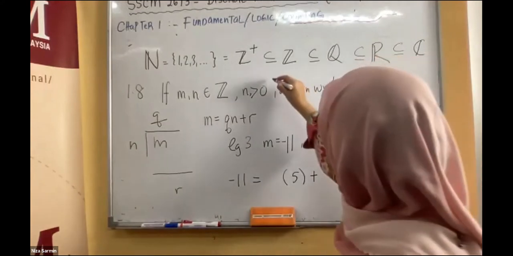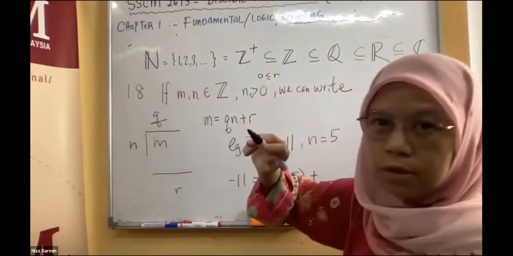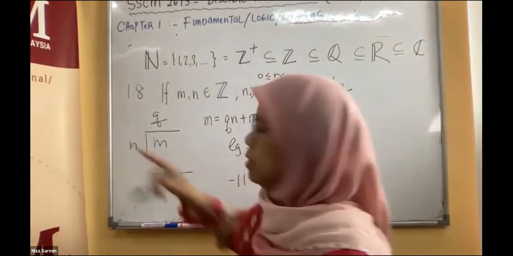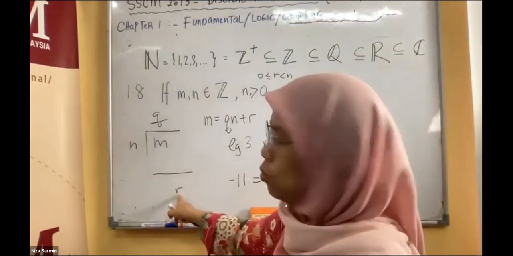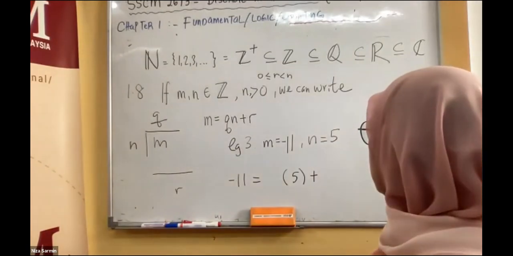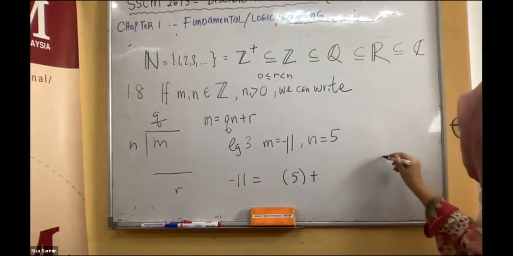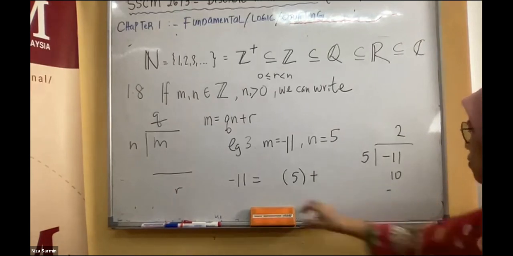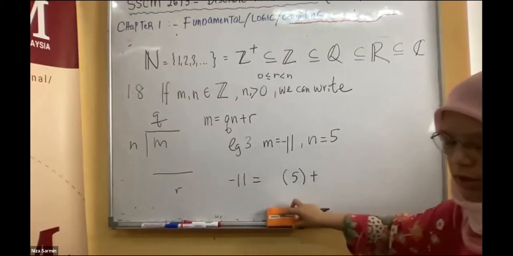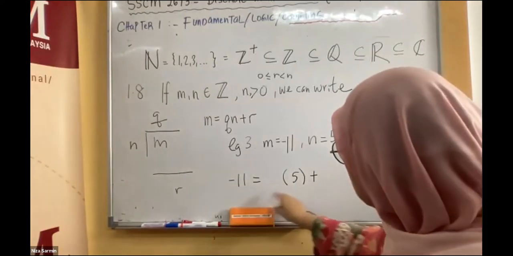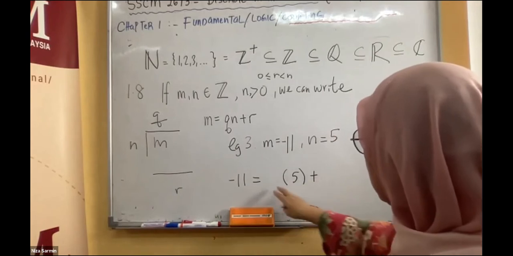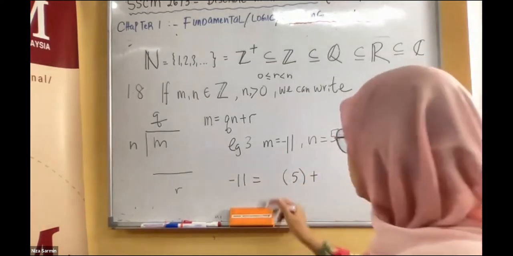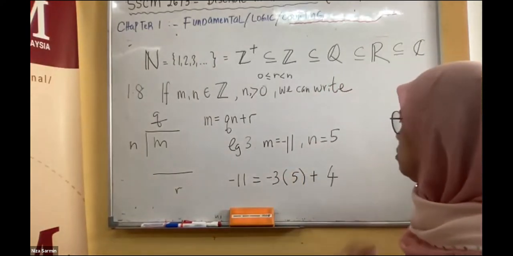R can be 0 if you can divide, but it has to be less than N. It cannot be more than this, because if it's more, you can add another one. So you cannot do it the earlier way, because you would divide like negative 2, and the remainder would be negative. You have to take one bigger, because the remainder must be positive. So you put negative 3, and this is 4, right?